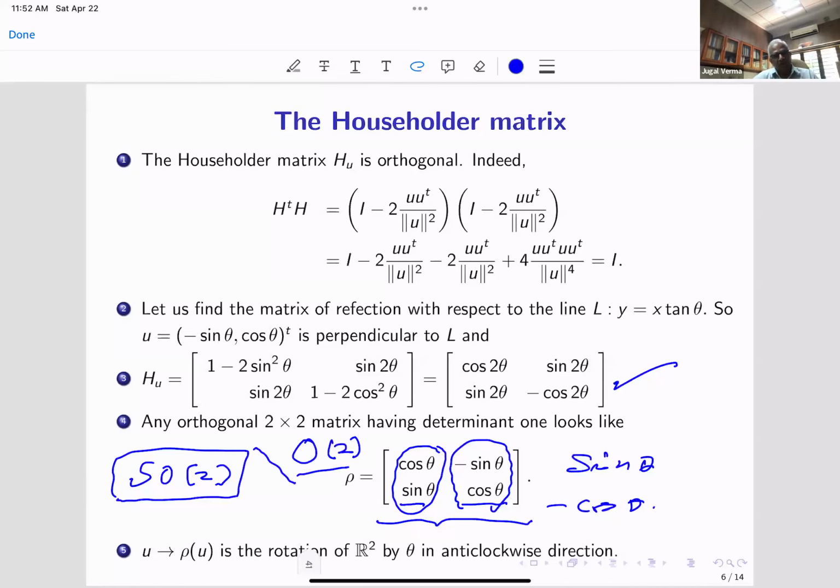So the orthogonal group of order 2 has this geometric interpretation, and we would like to understand what is the geometry of orthogonal matrices of size 3x3, or n by n.